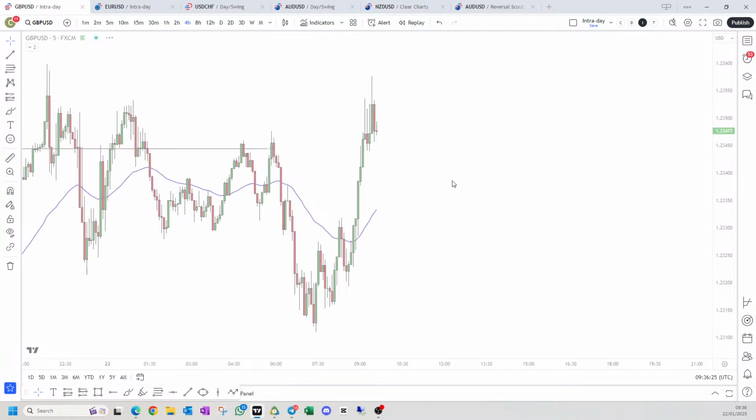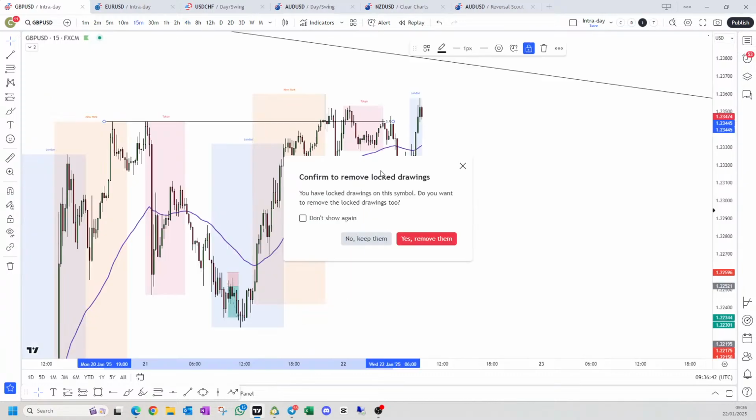So let's analyze what happened with the Tokyo session, the Asian session. So we can see here, price swept Asian lows, and then came back, changed character and swept the highs. That's very important for us to know if we're going to trade London.